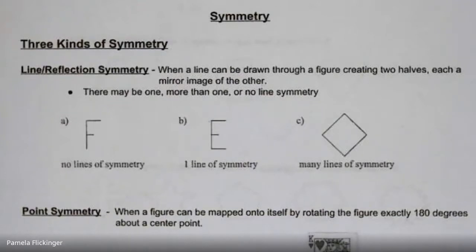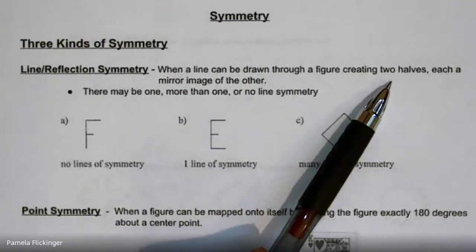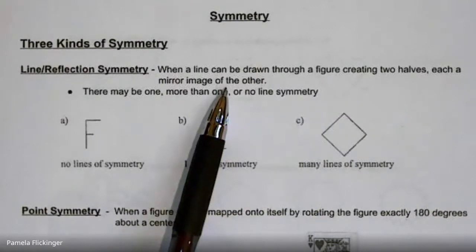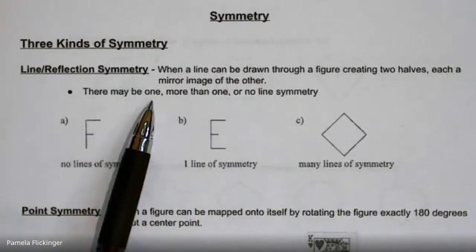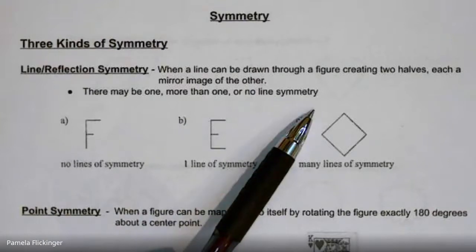All right. I don't care if you use the word line or reflection, just make sure the word symmetry comes after it. All right, and so this is when a line can be drawn through a figure that's going to create 2 halves, each one being a mirror image of the other. So there may be just one line of symmetry, there could be more than one, or there might not be any line symmetry at all.